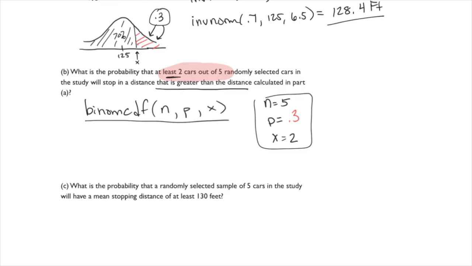This is at least 2. So if you remember, binomial CDF only does less than. So I'm going to have to do this. 1 minus the binomial CDF of, we're going to do 5 and 0.3, but I want to get rid of 0 and 1 and keep 2, 3, 4, and 5. So we're going to do 1 here, and that's going to bring all of that stuff back together.